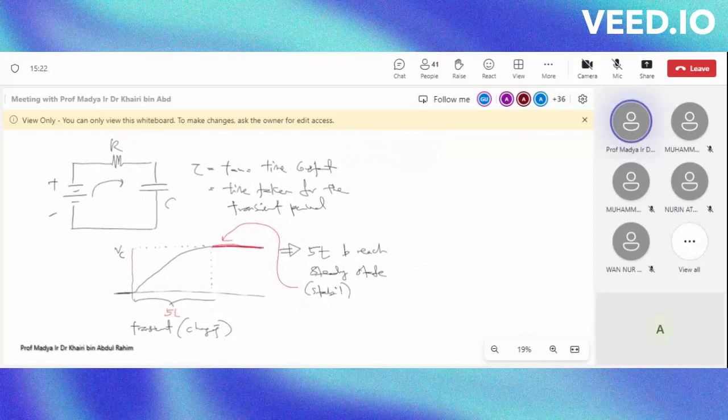Okay? 5 tau for it to reach steady state in any simple capacitive network, right? So it will take roughly 5 tau for it to reach steady state. And what happened after it reaches steady state?